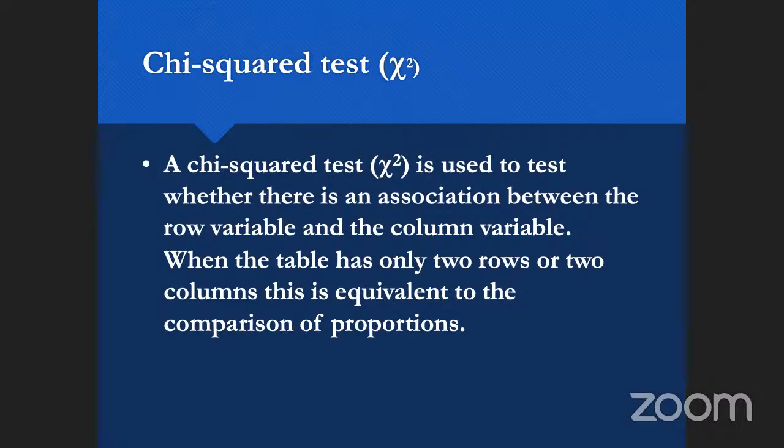A test for analyzing this type of data is the chi-square test. It is used to test whether there is an association between the row variables and the column variables. And when the table has only two rows or two columns, then this is equivalent to the comparison of proportions.